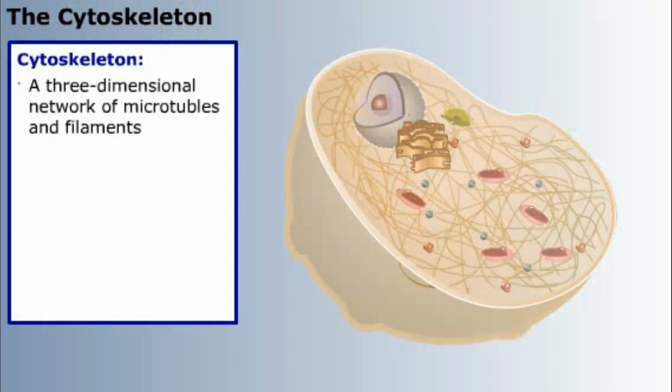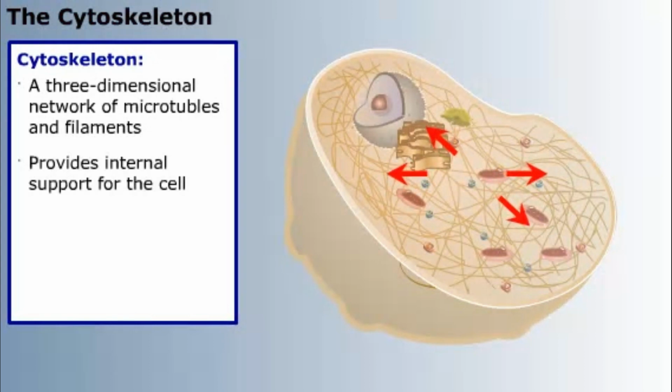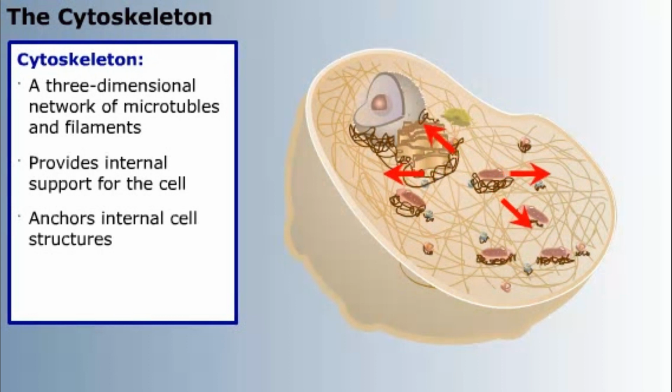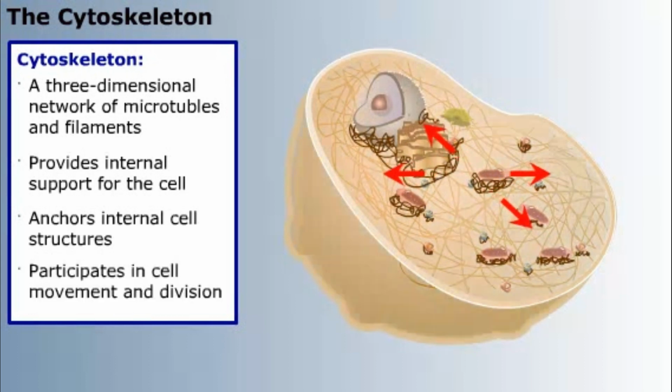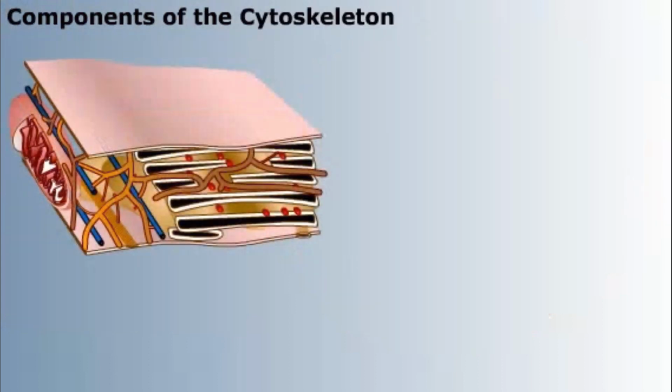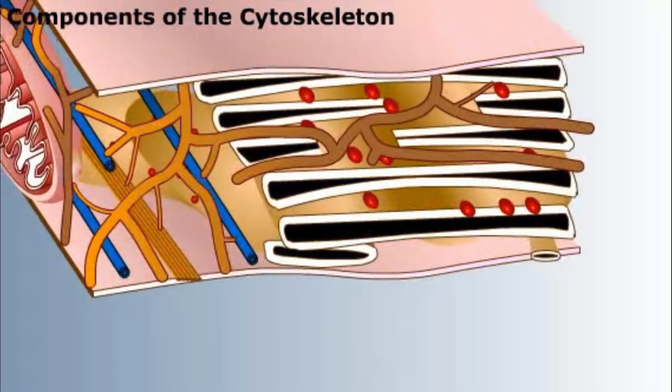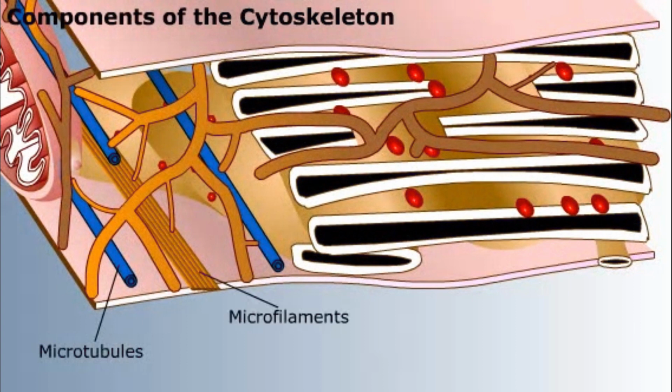The cytoskeleton is a three-dimensional network of microtubules and filaments. It provides internal support for the cells, anchors internal cell structures, and participates in cell movement and division. The cytoskeleton contains three primary types of fibers: microtubules, microfilaments, and intermediate filaments.